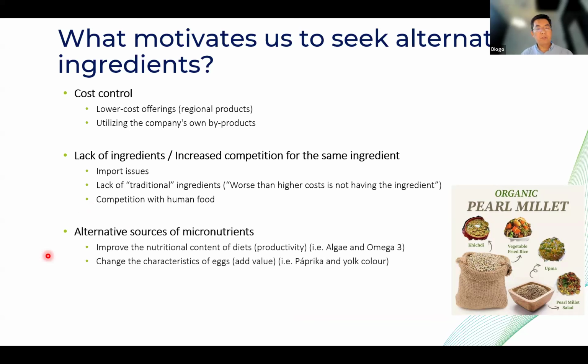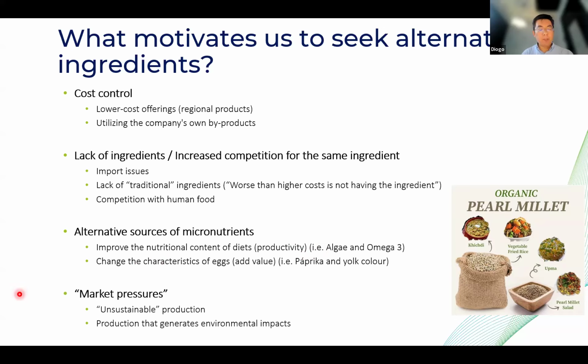Another point is the alternative sources of micronutrients. For example, we have ingredients that come from algae that can provide omega-3 to the eggs. Or we can use ingredients that can increase the yolk color. And sometimes we can have some market pressures related to unsustainable production, or pressures related to ingredients that are linked to environmental impacts.